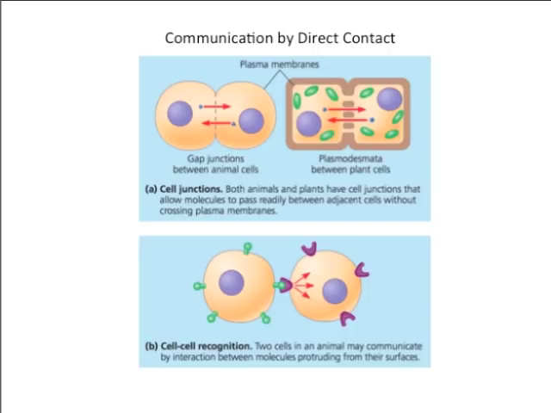There's also cell recognition, which is when proteins or other molecules on the surface of cells, jutting out, can react with each other, and as you see here, they seem to fit together. That's like a specific protein fitting with a specific substrate.